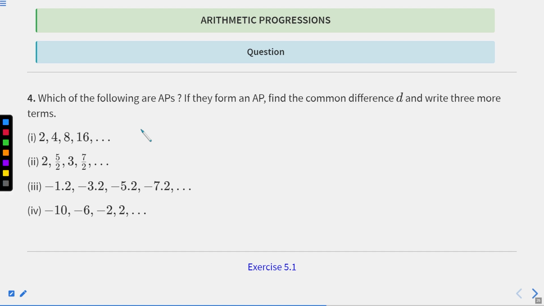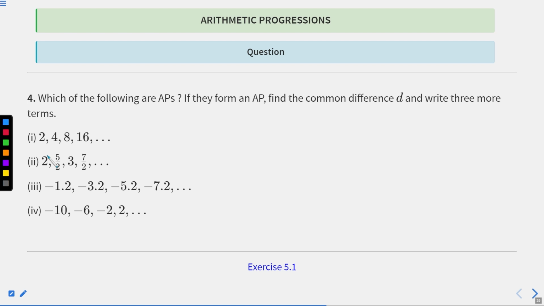In this question, you have to check first which of the following are APs, and if they form an AP, find the common difference D and write 3 more terms. Okay, so for this question, we have to first check which of the following are APs, and then if they form an AP, find the common difference D and write 3 more terms. Okay, so in the first one, we have been given this list of numbers 2, 4, 8, 16, and so on.